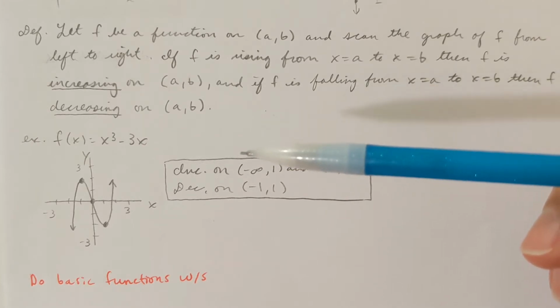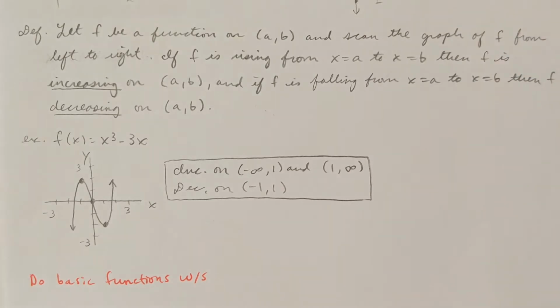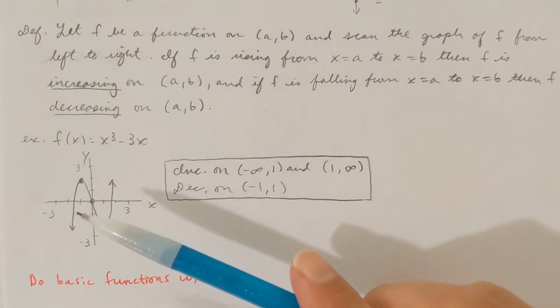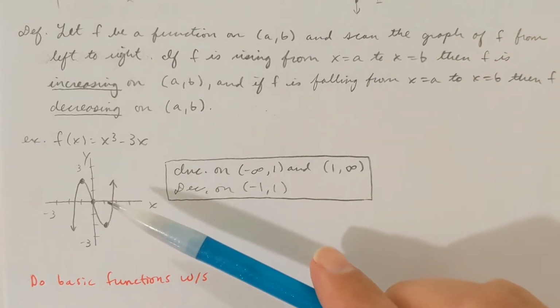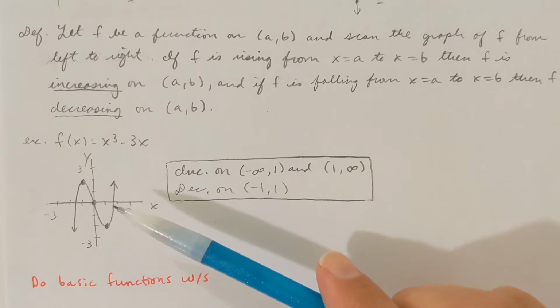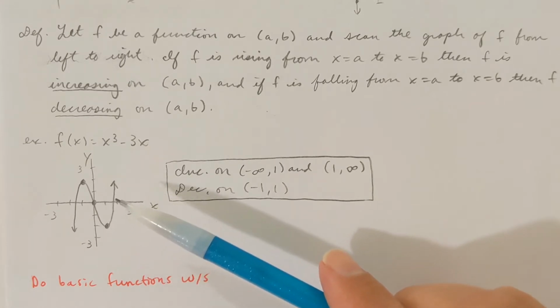Where is the function increasing? Where is it decreasing? By the way, it is constant if it is neither increasing nor decreasing. So if the value of f is 0 for a particular value, like here at 1 and negative 1, f of x is going to be 0.